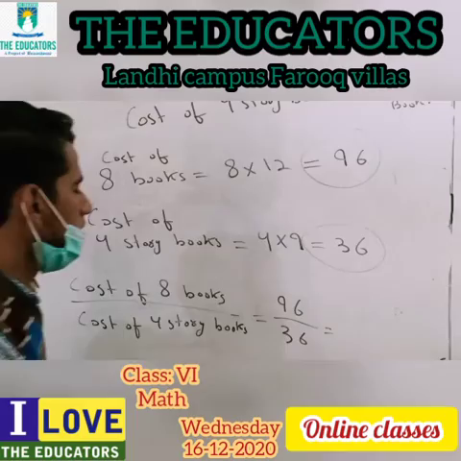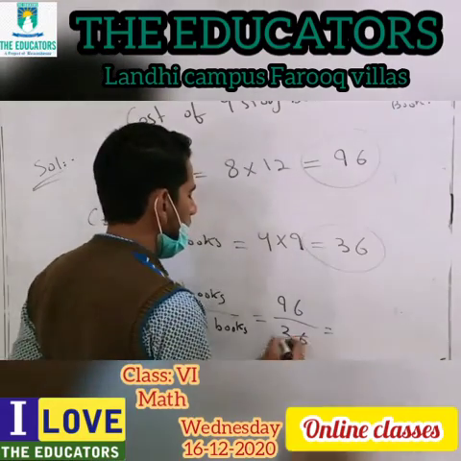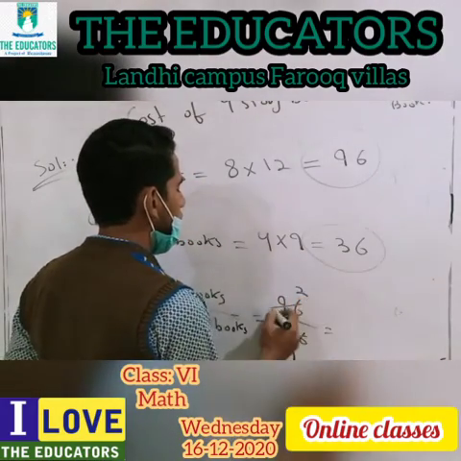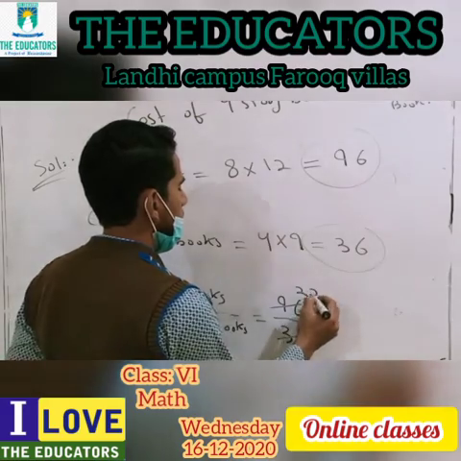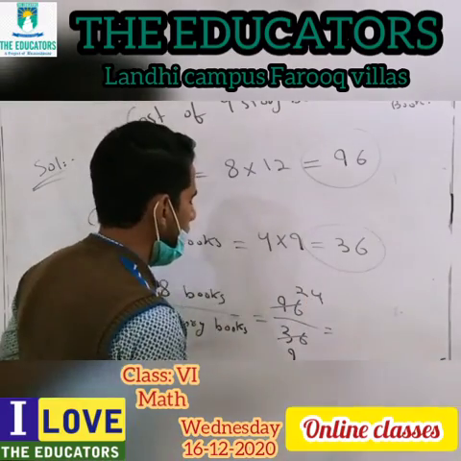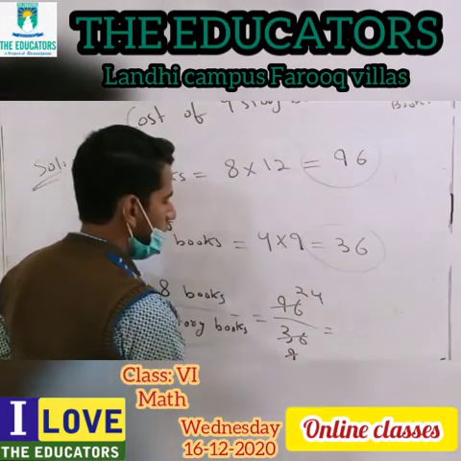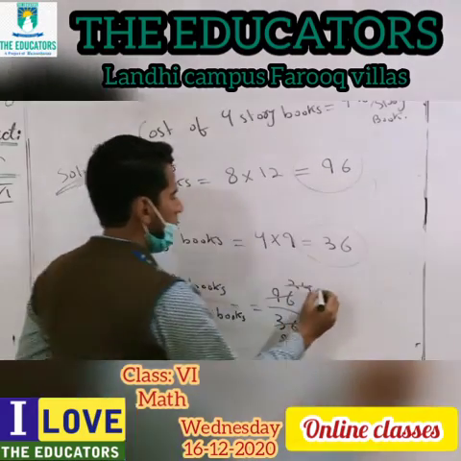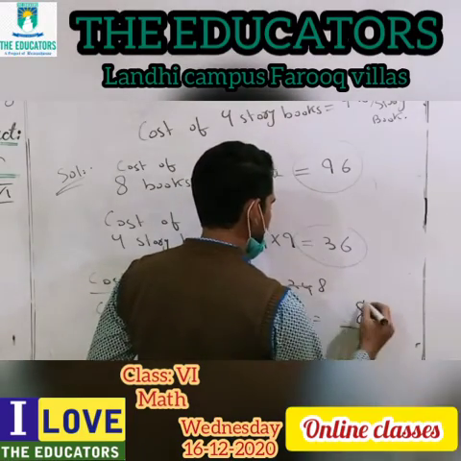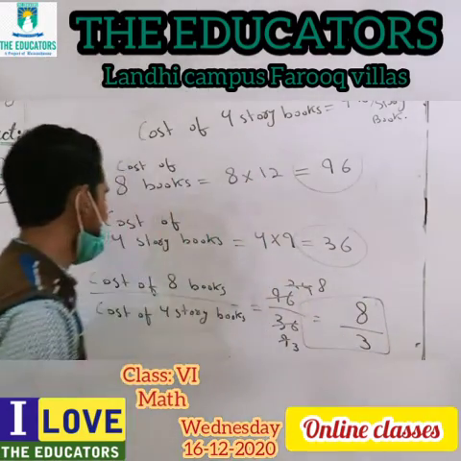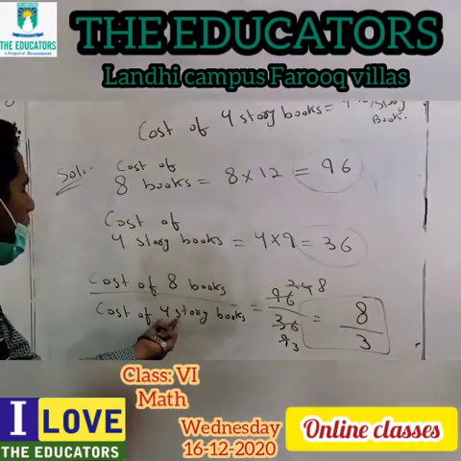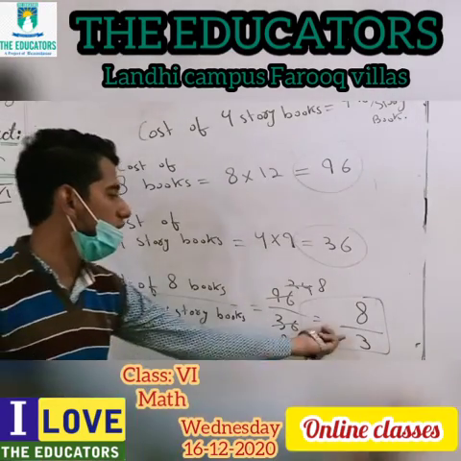Now you may cancel it with the table of 2 or 4, it's up to you. I am cancelling it with 4 first. So 4 into 9 equals 36. Here 4 into 2 equals 8, so it will be 2 again. Okay, 4 again here. So here 9 and here is 24. Now 3 into 3 equals 9 and 3 into 8 equals 24. So the answer is 8:3. So that is the ratio of cost which Fahida spent on 8 books to 4 story books. Okay, so that is our answer, 8:3.